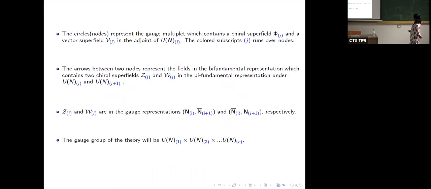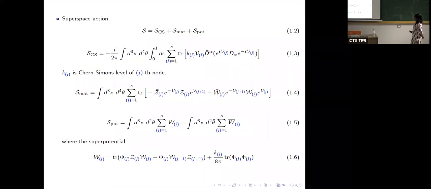And we have seen how the field content of the N equals 3 Chern-Simons matter theory can be represented by this quiver diagram. Now let us first construct the action of the theory. So the action has these three parts: the Chern-Simons part, the matter part, and the superpotential part. These are the superspace actions of the theory. And from here, by using the component expansion of the superfields, one can compute the component action from the superspace action.